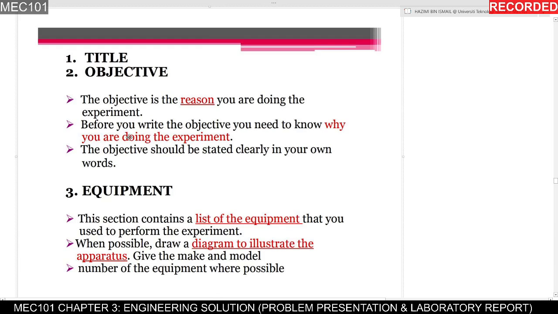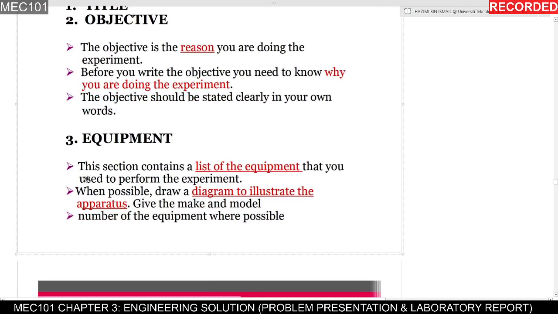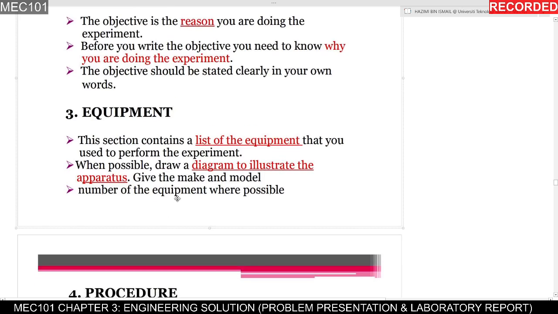Okay, let's go back to the equipment. This section contains a list of the equipment that you use to perform the experiments. When possible, draw a diagram to illustrate the apparatus, give the make and model, number of the equipments where possible. So sometimes there are equipment, sometimes there are solutions, sometimes there are materials. All of those you have to list, what you have used during your experiments.